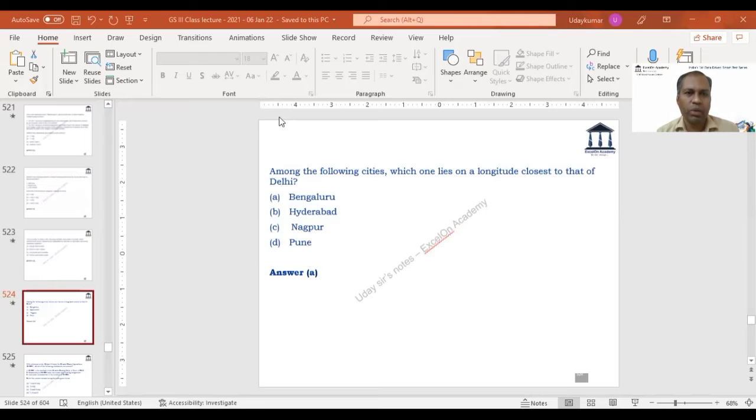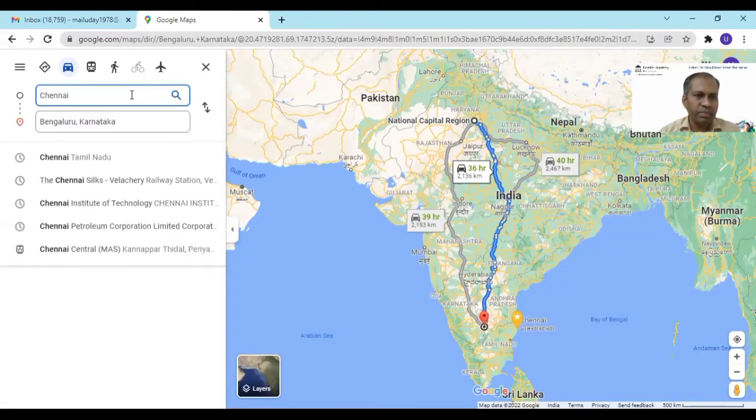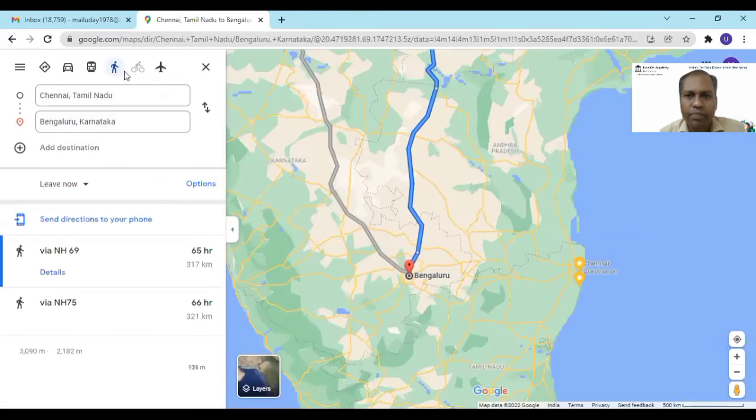Anyone else for Bengaluru or Chennai? Yeah, Sagarika is a resident of Bengaluru. She says Bengaluru. Anand says Chennai. Shawnli says Chennai. Okay, so we seem to have a divided house. Let's look at it. Chennai to Bengaluru. How do you want to go, by car or walk? Let's walk down.